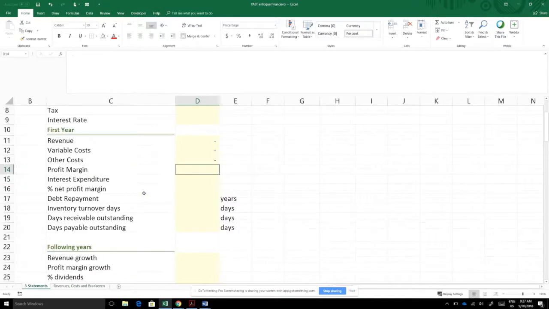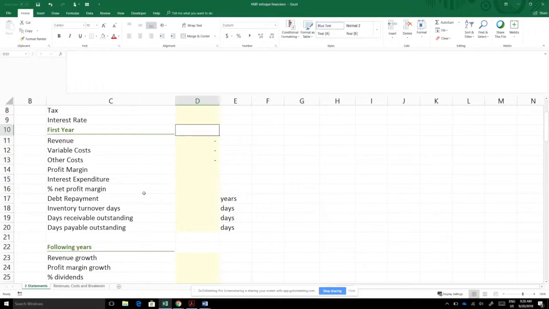Then profit margin, that's how much you're expecting to earn. Then interest expenditure is, again, how much you're gonna spend on interest. So how is this different from the interest expenditure from the one above?